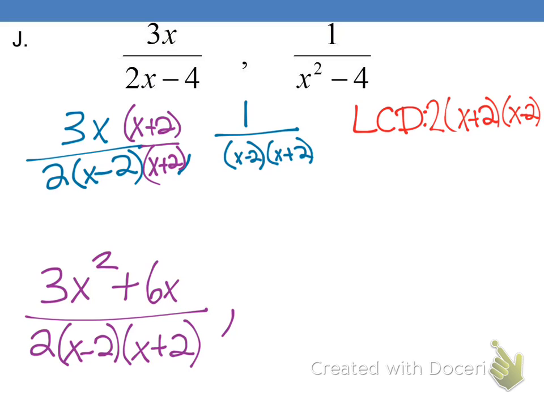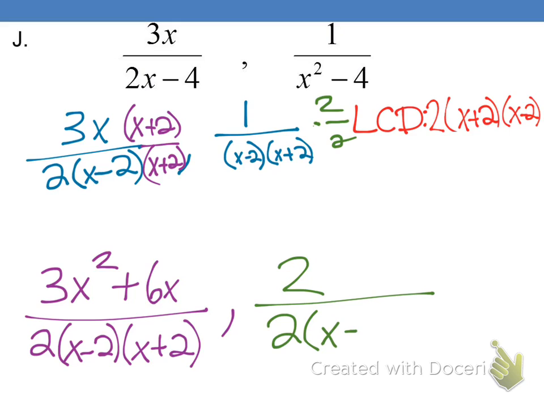The x minus 2, x plus 2 is missing what? The 2. So I'm going to multiply by 2 over 2. All right, what is 1 times 2? 2. And then the denominator is just that same old thing.